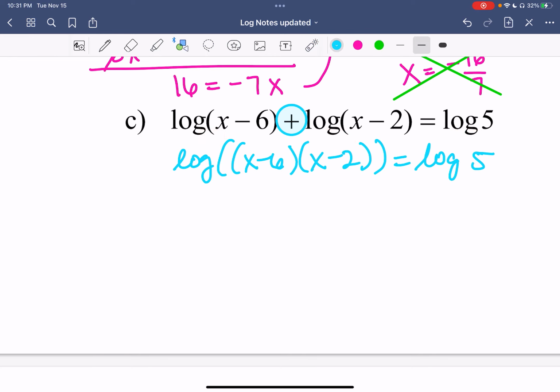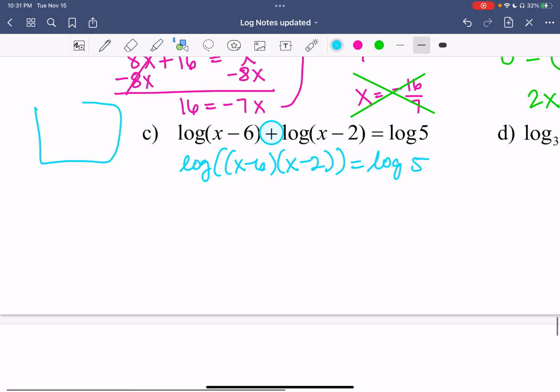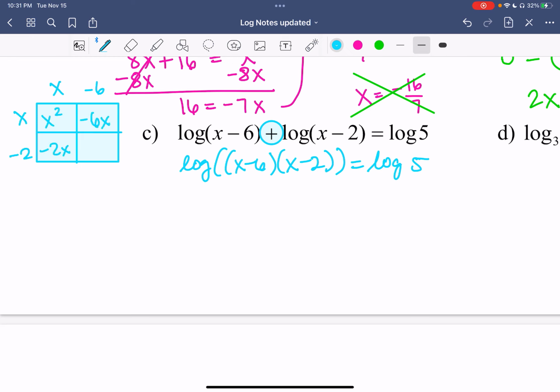Okay, so I'm going to use the box method again to multiply my binomials of x minus 6 and x minus 2. Okay, we got x squared, negative 6x, negative 2x, and positive 12, and then the like terms. So this will be log of x squared minus 8x plus 12 is equal to log of 5.